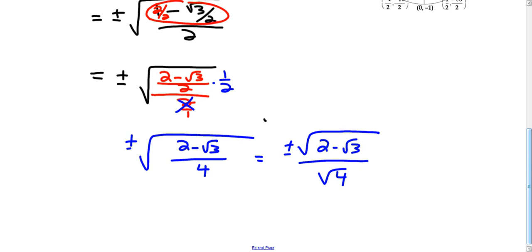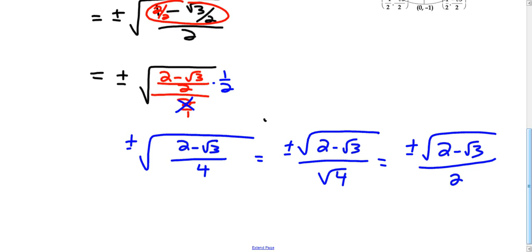And again, this is plus or minus. Okay, so plus or minus 2 minus root 3, and then the square root of 4 is 2. So pull that out of the radical. The 2 should no longer be underneath there.